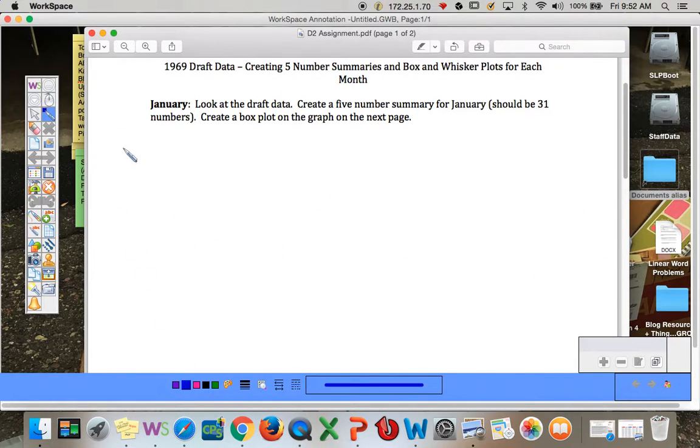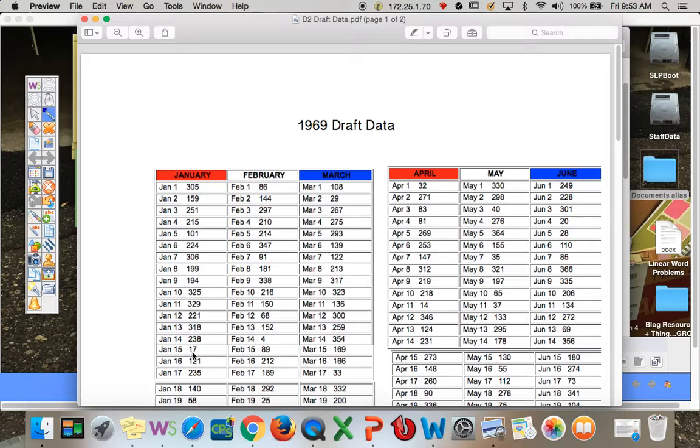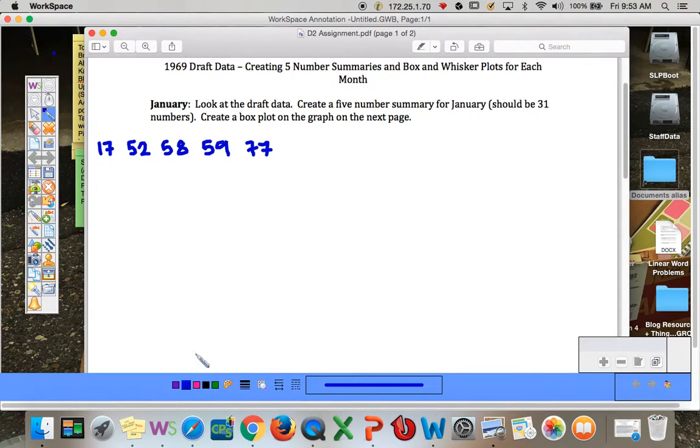So the first draft number pulled for January was 17, the earliest one. So I'm going to write that 17. The next one was 52. And then it was 58. And it was 59. 77. A hint, as I was finding these numbers, I just crossed them off. So here's January 15th. It was the 17th one pulled. Whoops. I just crossed it off so I could look at my data here. All right, so we had 77.